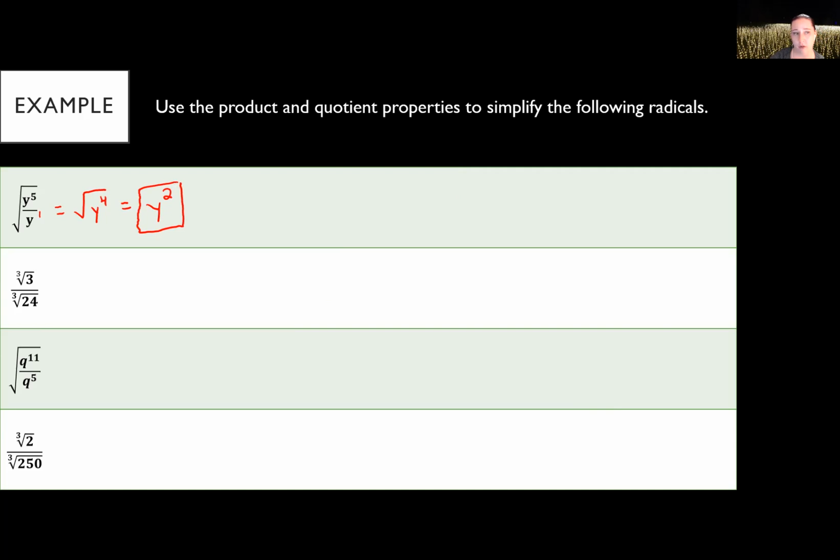Next one, we have the cubed root of 3 over the cubed root of 24. In this situation, I have two separate radicals. If there's two separate radicals, I like to combine them into a single radical first so I can simplify my fractions, and then expand them out and go from there. So I would be using the quotient rule, which allows me to recombine these into a single fraction.